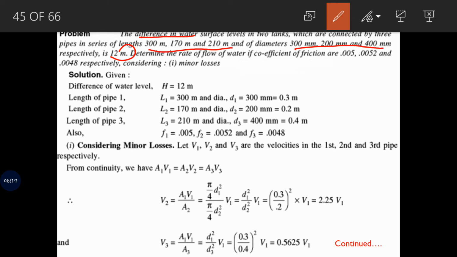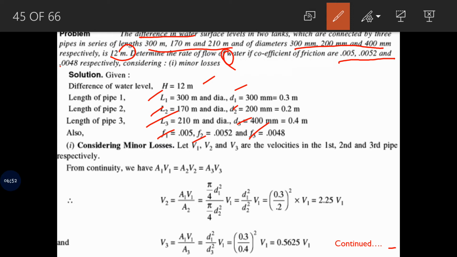Determine the rate of flow in the pipe if the coefficient of friction... So Q is to be determined, the rate of flow in the pipe. F values are given to us, F1, F2 and F3. Consider minor losses. So we have to consider the minor losses also. Major loss and minor loss both are going to be incorporated. Accordingly, the given data is written: H, L1, L2, L3, respective D1, D2, D3, F1, F2, F3. These are the given data which are written over here.